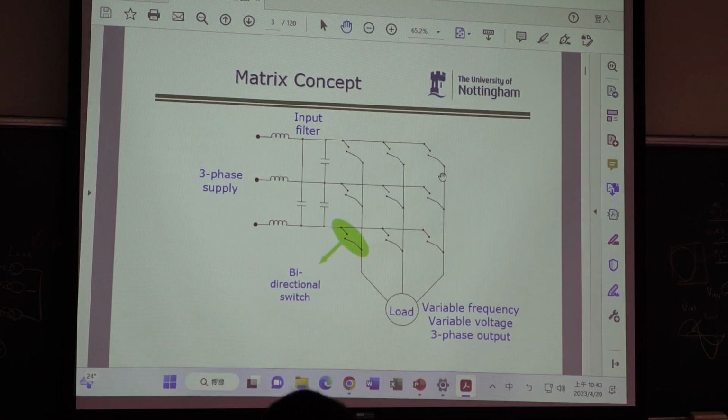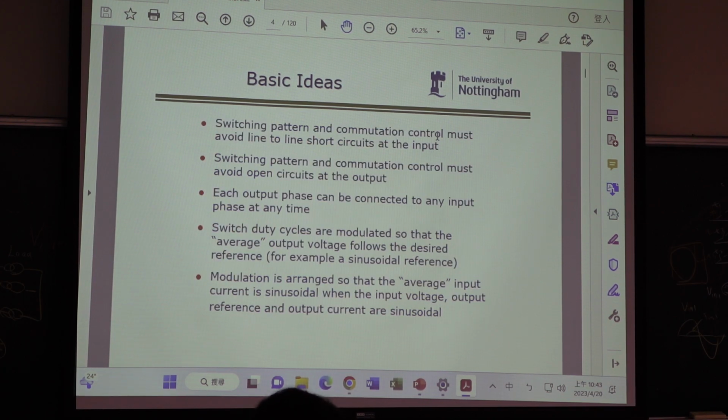If we compare to AC-DC-DC-AC, they use a huge DC link capacitor, very huge. But here, the capacitor is very small. Okay, so this is the difference. One is a small capacitor, another is a huge capacitor. So these are the basic ideas of the matrix converter.